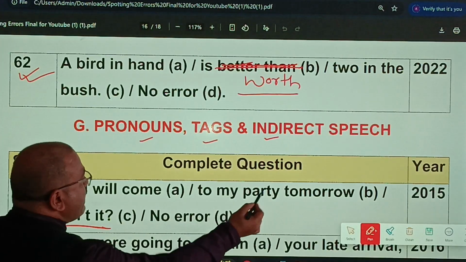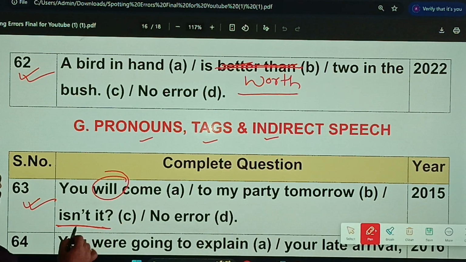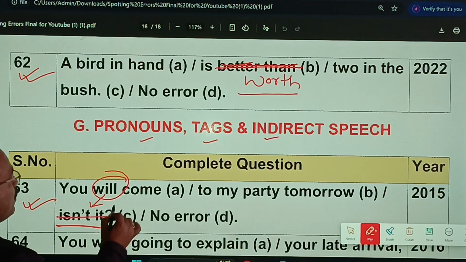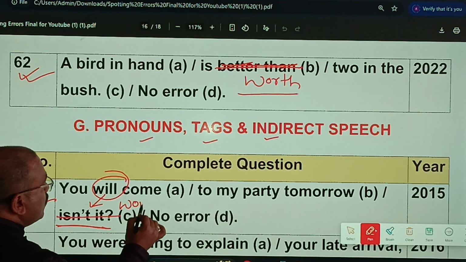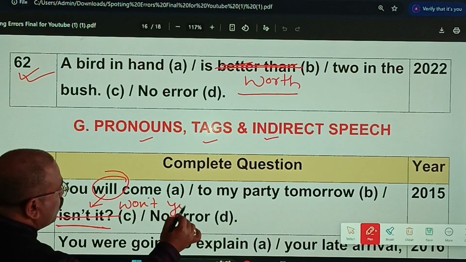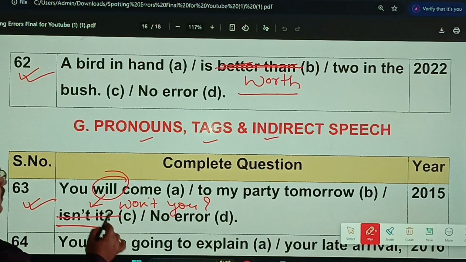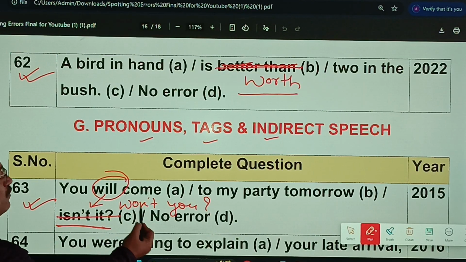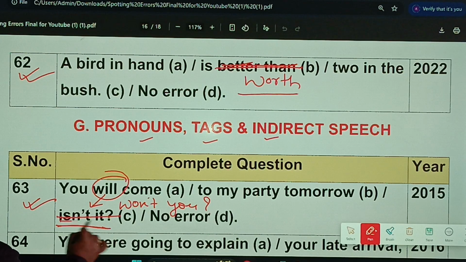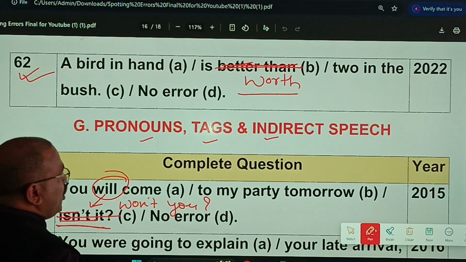You will come to my party. So will. In a question tag, we will use the same helping verb, same tense. So what would be the correct one? Won't you? Yes or no? Will not is equal to won't you. So the correct question tag will be won't you.